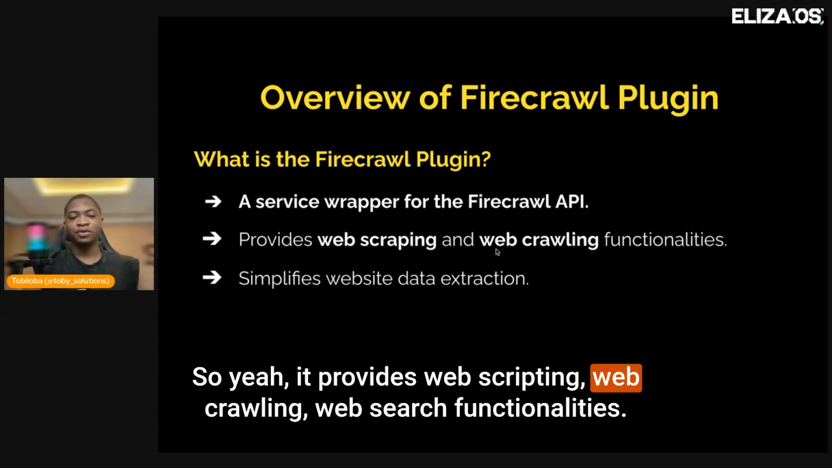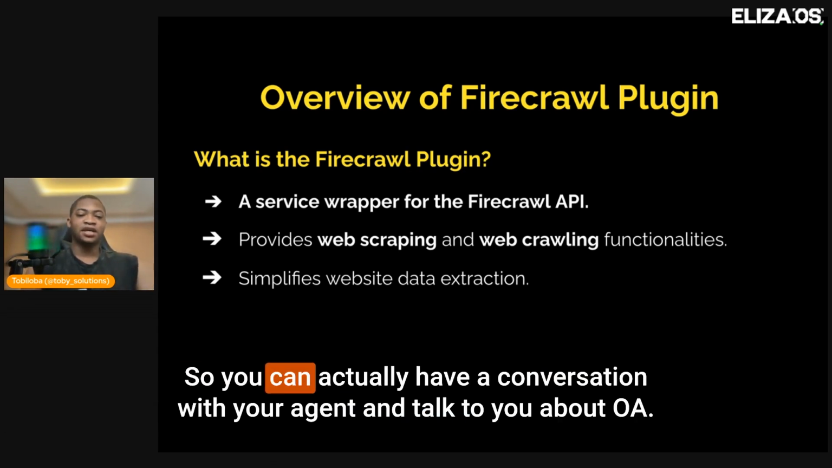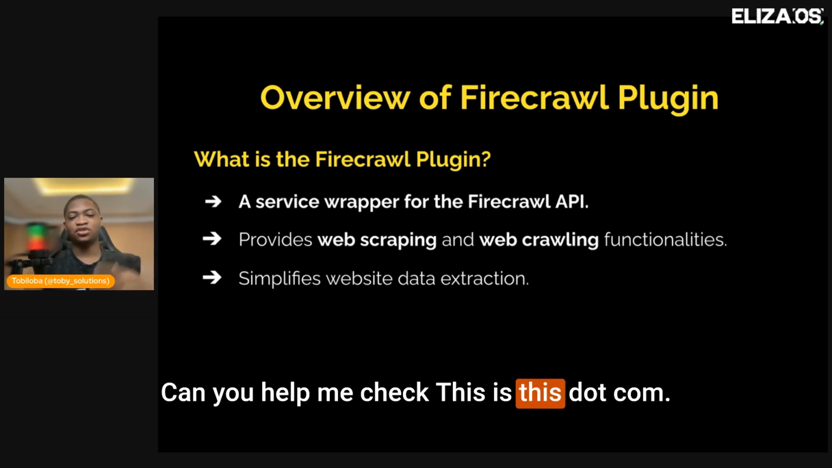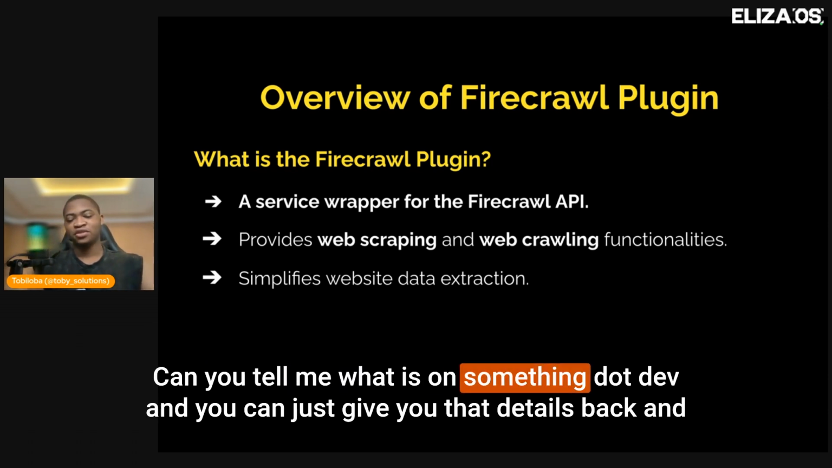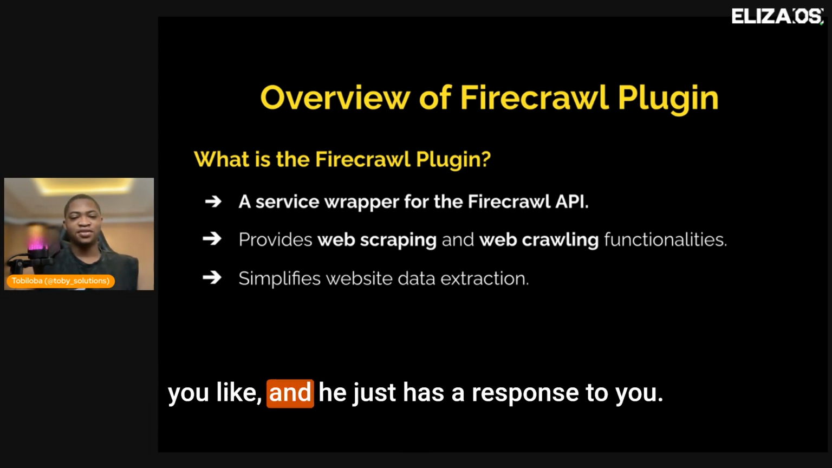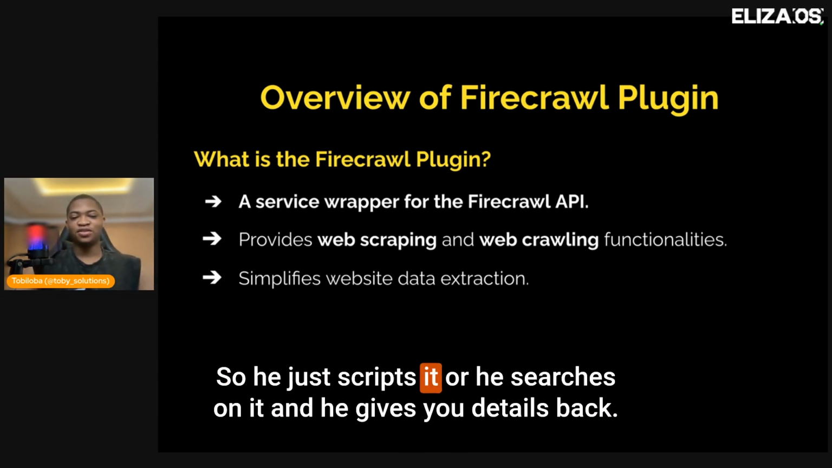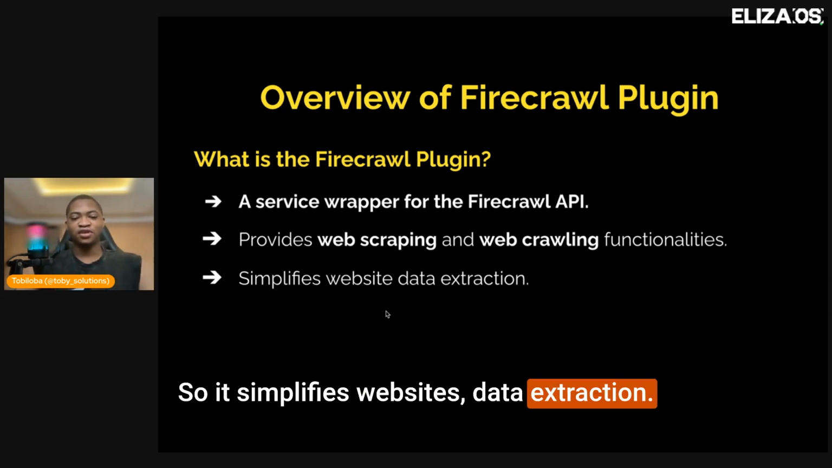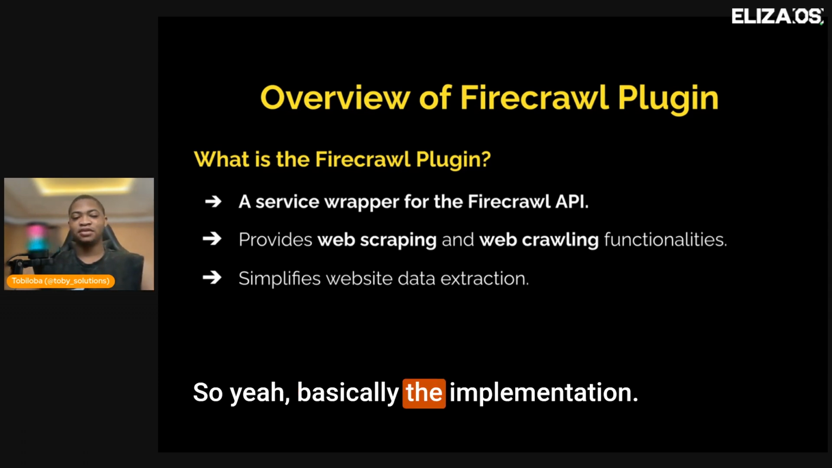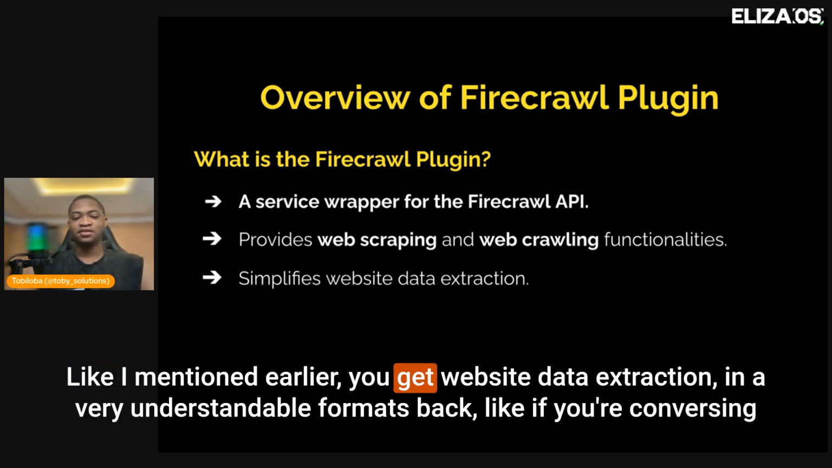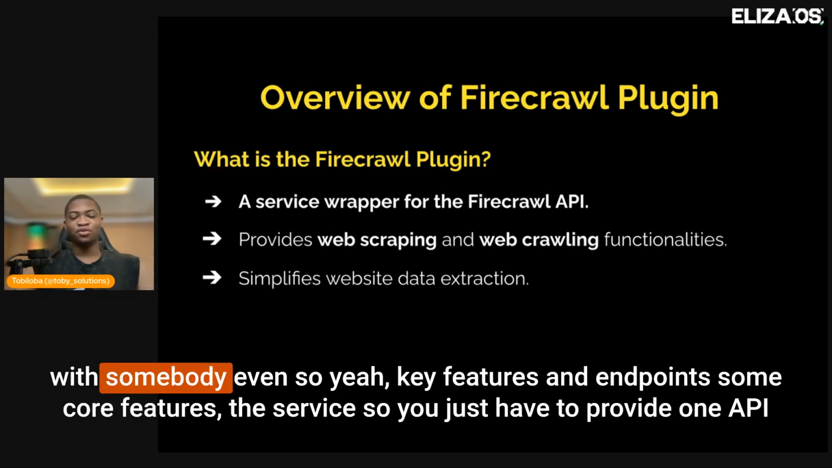So it provides web scraping, web crawling, and web search functionalities. You can have a conversation with your agent and ask, oh, hey, can you help me check this.com? Can you tell me what is on something.dev? And it can just give you those details back and respond to you. You're having a conversation and it's aware of that website. It scrapes it or searches it and gives you details back. So it simplifies website data extraction, giving you the data in a very understandable format, like you're conversing with somebody.